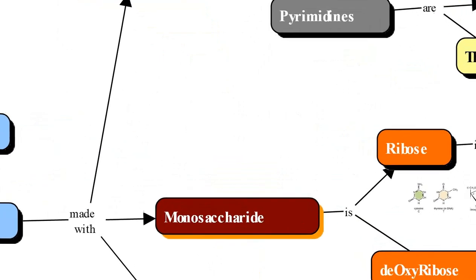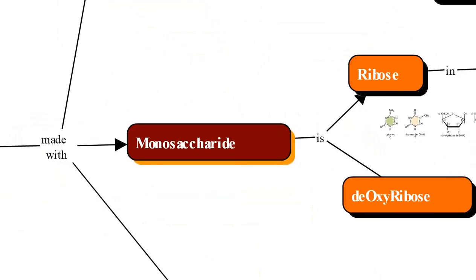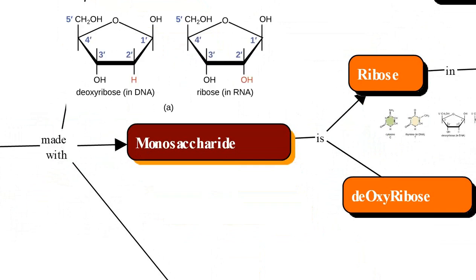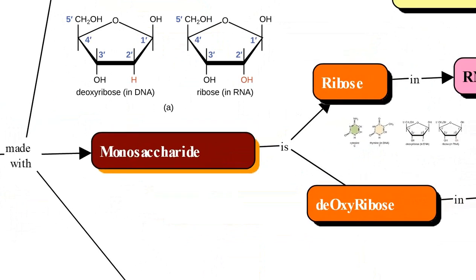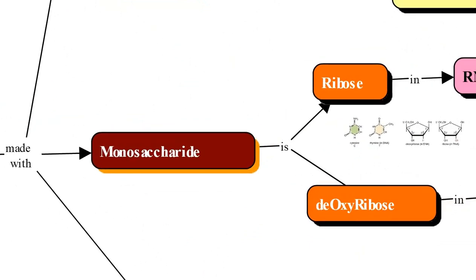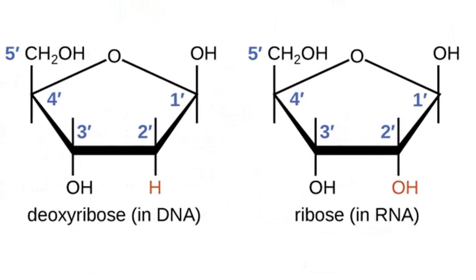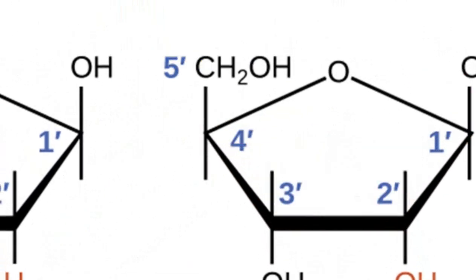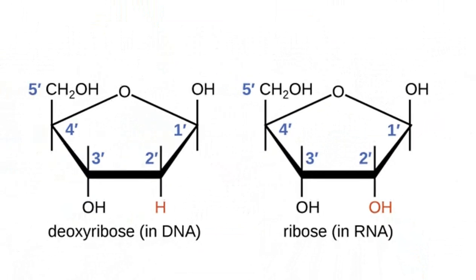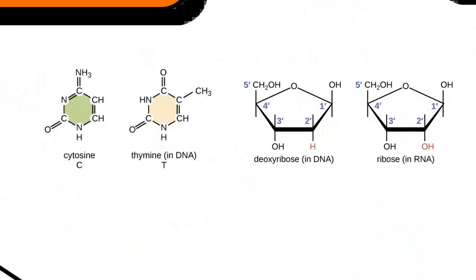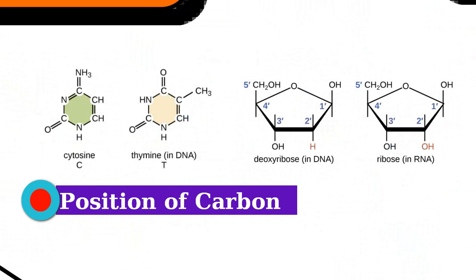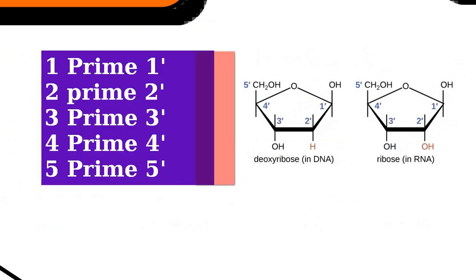Then coming to another important element present in nucleic acid, that is the monosaccharide. The monosaccharide here consists of five carbons: four carbons are present inside the ring, and one carbon is present outside the ring. That's why we call it the pentose sugar. In these pentose sugars, the position of each carbon is represented as 1 prime, 2 prime, 3 prime, 4 prime or 5 prime, with respect to its position.